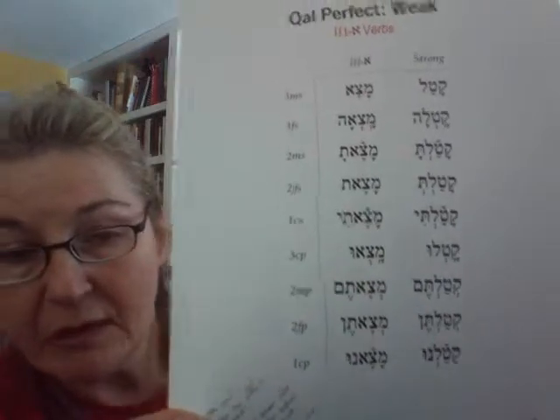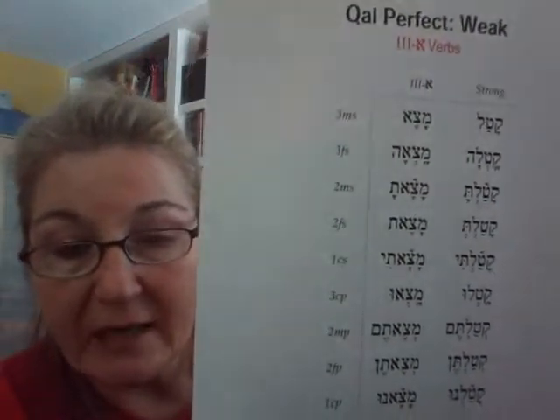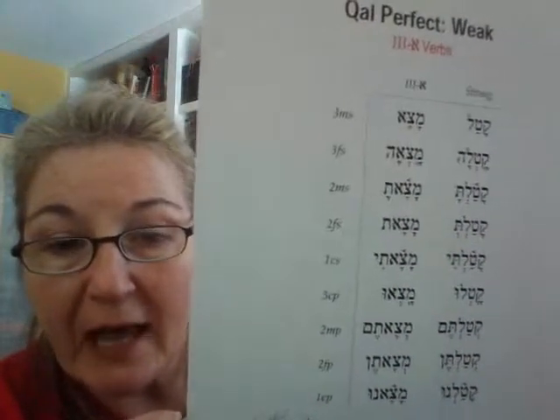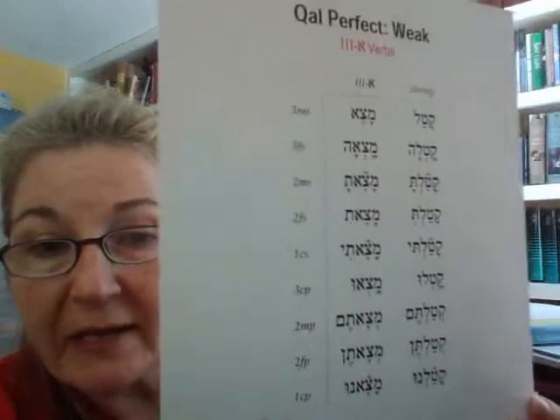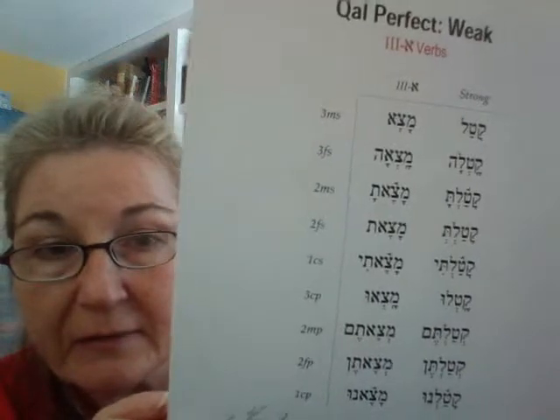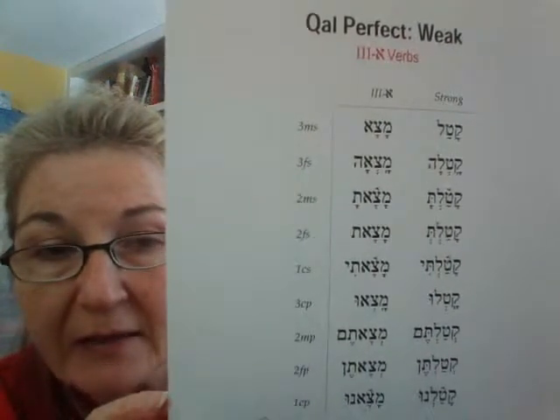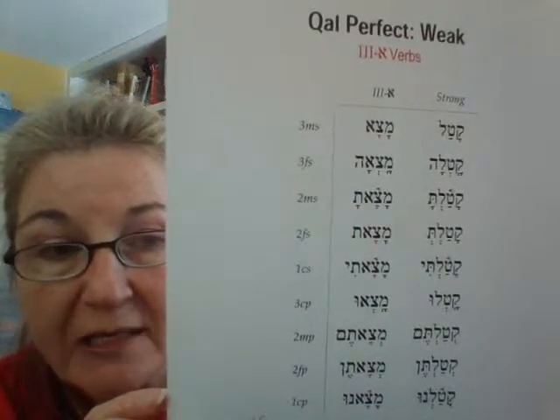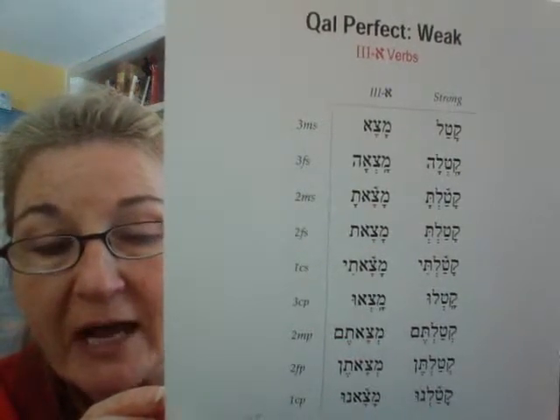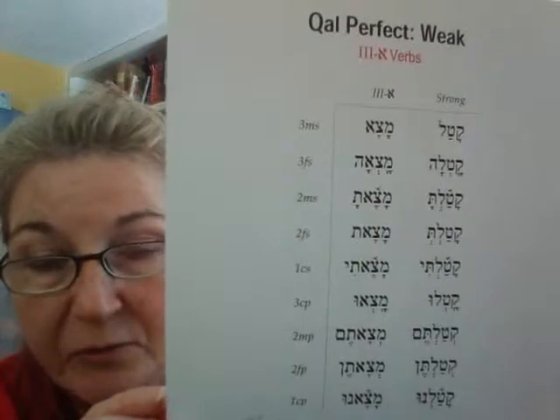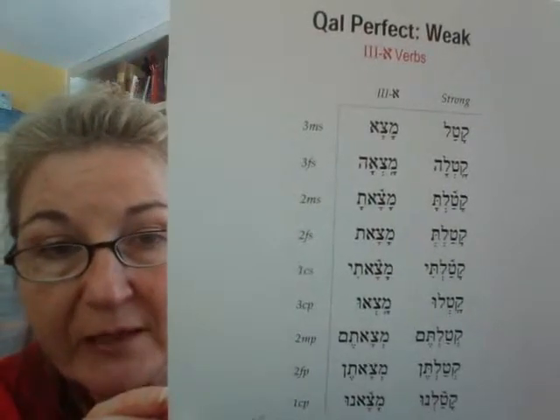So you see that if you can memorize the Qal strong paradigm, and then the rules that govern the gutturals and the silent shewas, then this becomes not a matter of memorizing a paradigm, but just recalling the rules that you are already familiar with. And this governs the weak verbs.